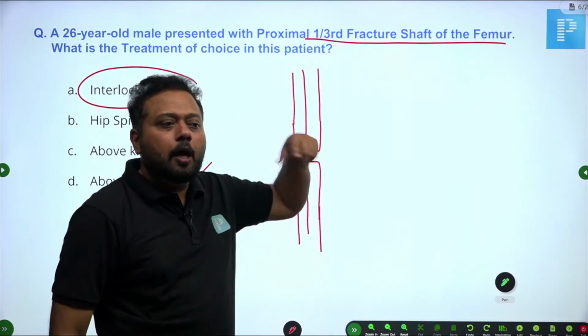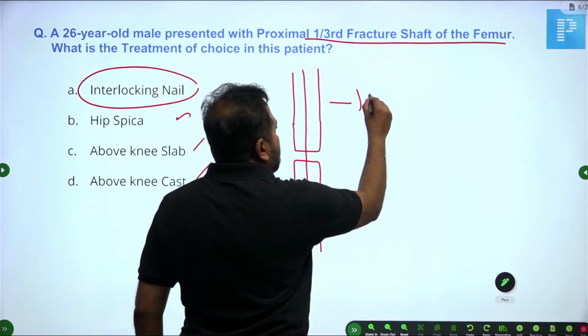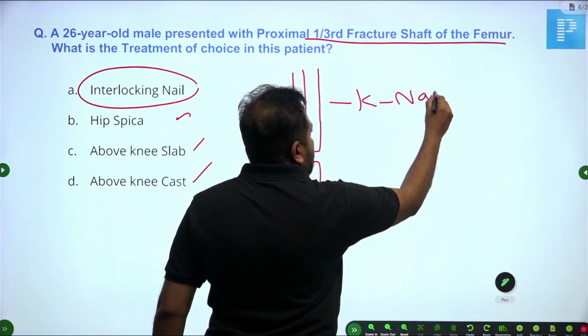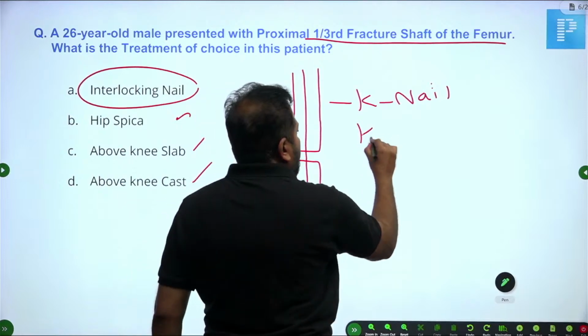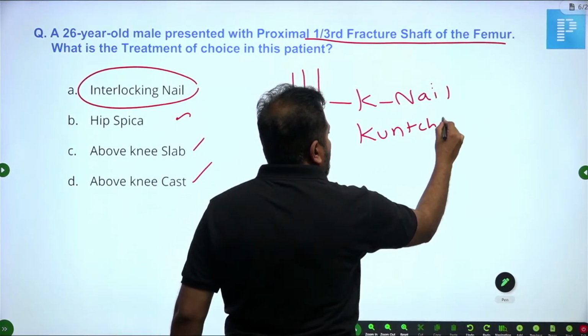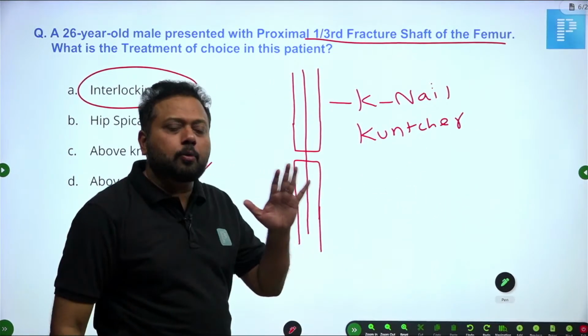This was called the old generation K nail. K stands for Kuntcher. Kuntcher's nail. This was the original nail.